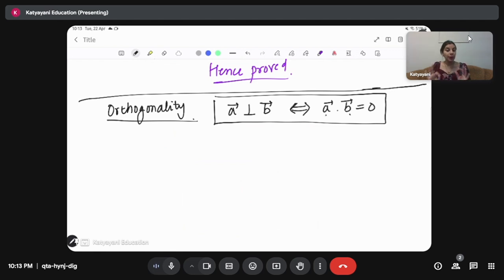So you have to keep in mind that this is a sufficient and necessary condition. The implication goes both ways. There is a double implication. अगर orthogonal है तो dot product zero होगा ही होगा. अगर dot product zero है तो वो orthogonal होंगे ही होंगे. This is called the orthogonality of two vectors, right?